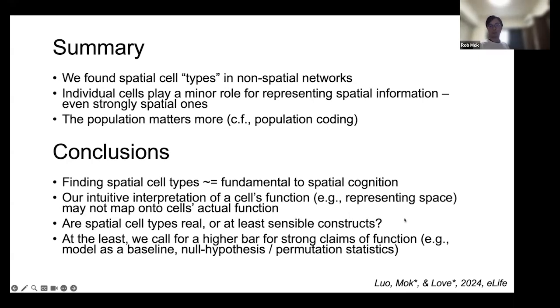And so one question is, are spatial cell types real, or is the type a real thing? We can't say for sure here, but at the least we think there should be a higher bar for strong claims of function, saying this is the cell for this thing. It may not be as useful. This is still a very common thing in neuroscience, and this is a particular type of cell, which seems to suggest that all of the cells might not be really as important. Of course, not everyone thinks in that way, but this is not necessarily the right way to think about neural coding.